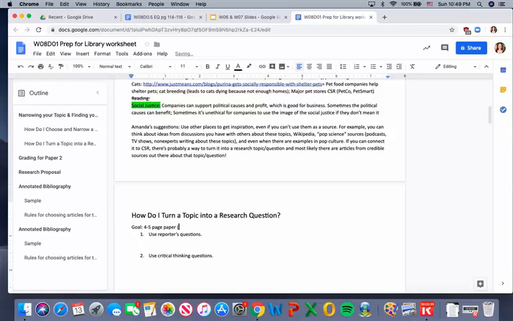a 4 to 5 page paper, because it's 6 to 7 pages with a title page and references. So we've got this 4 to 5 page paper. So we've got to write that.